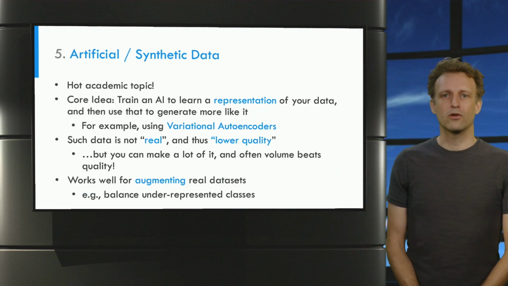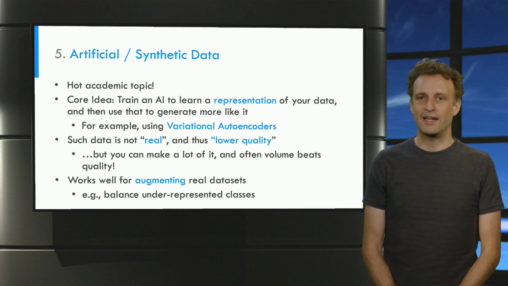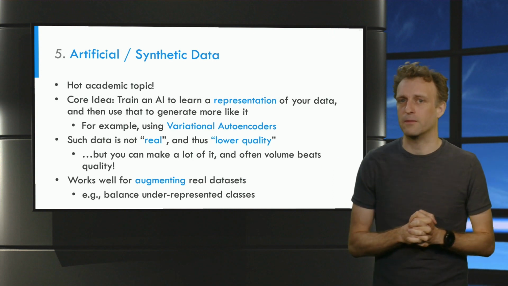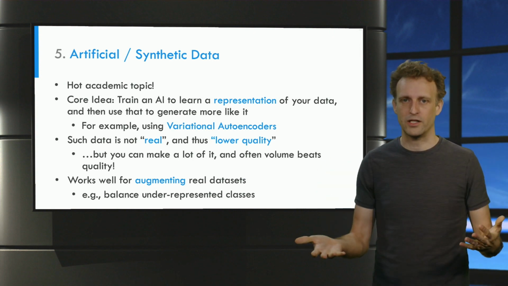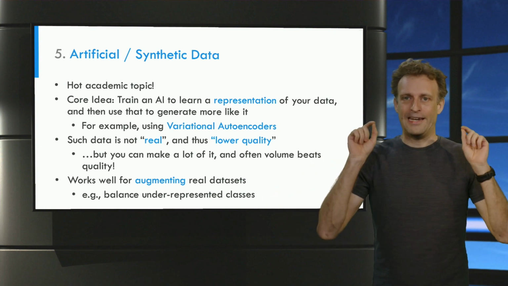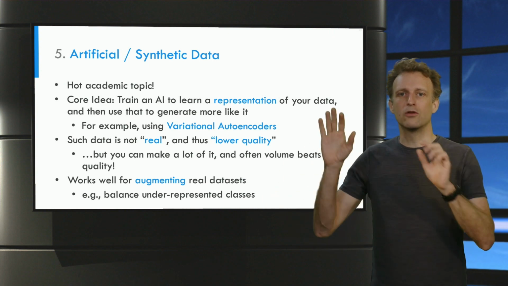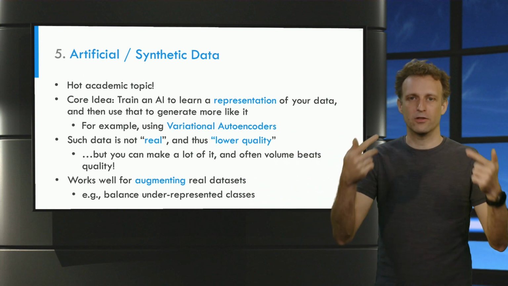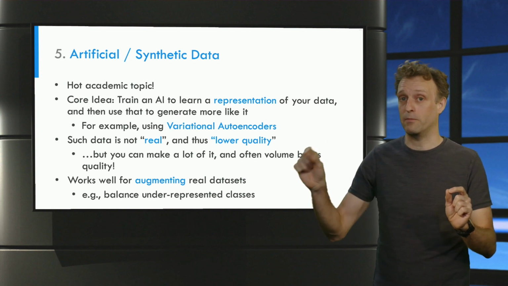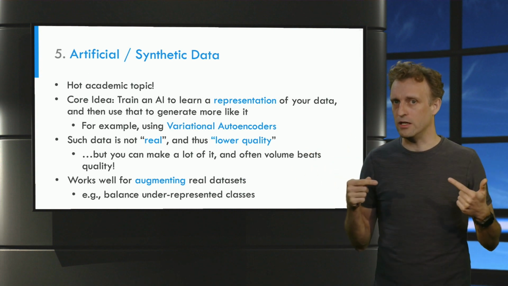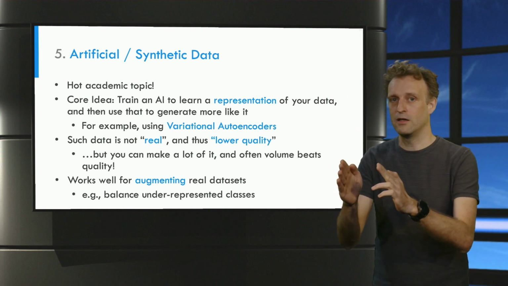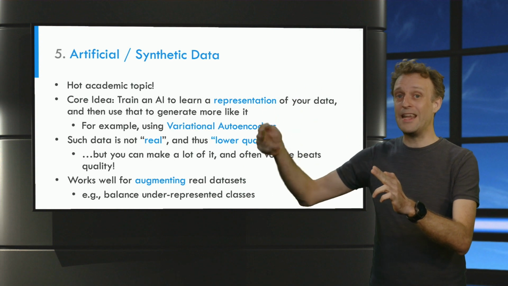The last approach I want to discuss today for obtaining data is relying on artificial or synthetic data. This is a rather bleeding edge approach which is actively discussed in the professional academic community right now. And the core idea is to train an AI system to represent the type of data we are interested in and then generate artificial examples of the same type of data. So essentially, you use an AI system to create training data which then can be used to train another AI system.